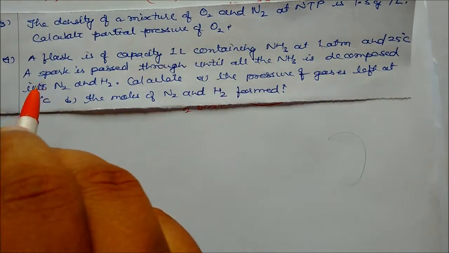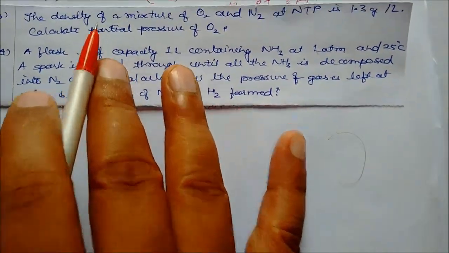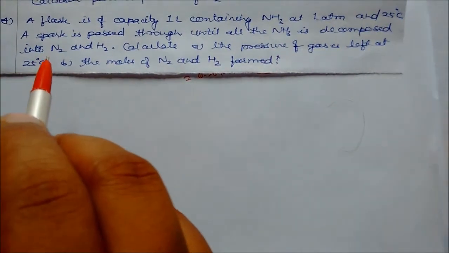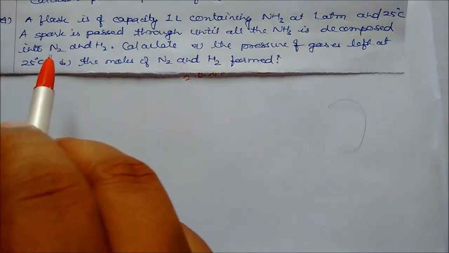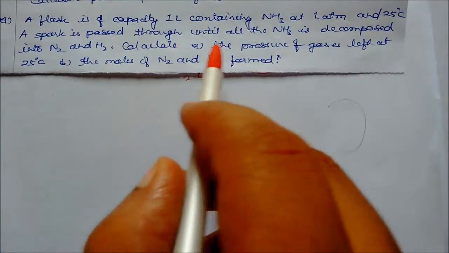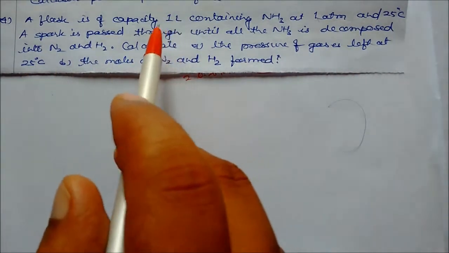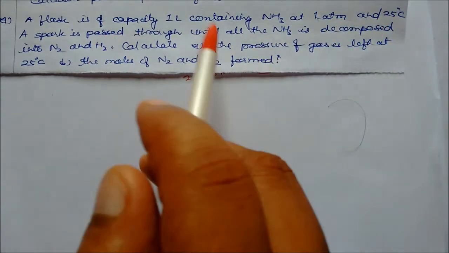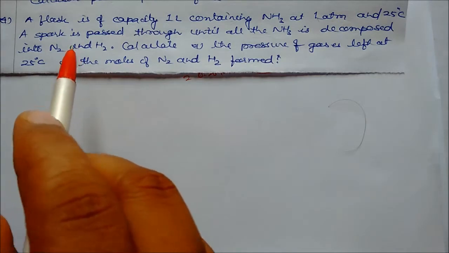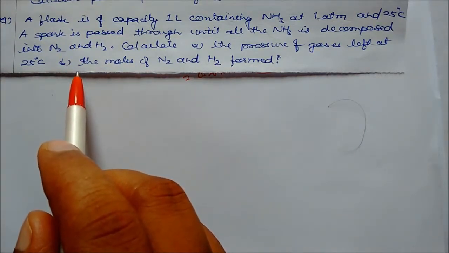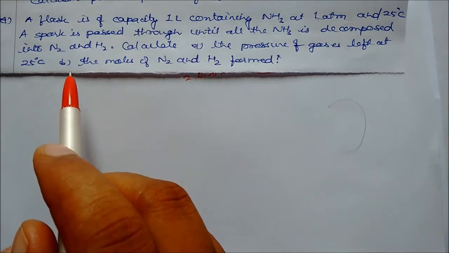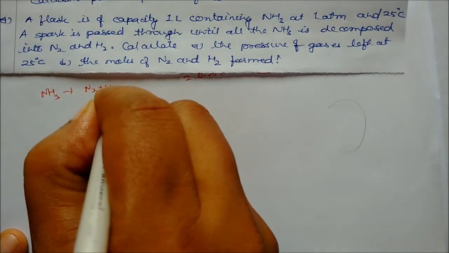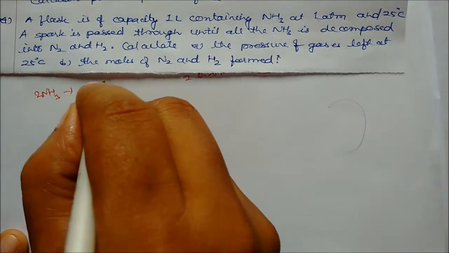A flask of capacity 1 liter contains ammonia at 1 atmosphere and 25 degrees centigrade. A spark is passed through until all the ammonia is decomposed to nitrogen and hydrogen. Calculate the pressure of the gas left at 25 degrees centigrade. So ammonia decomposes into two gases, nitrogen and hydrogen. NH3 is converted into N2 plus H2. Balancing it, we get 2 NH3 and 3 hydrogen. So this is the balanced equation.